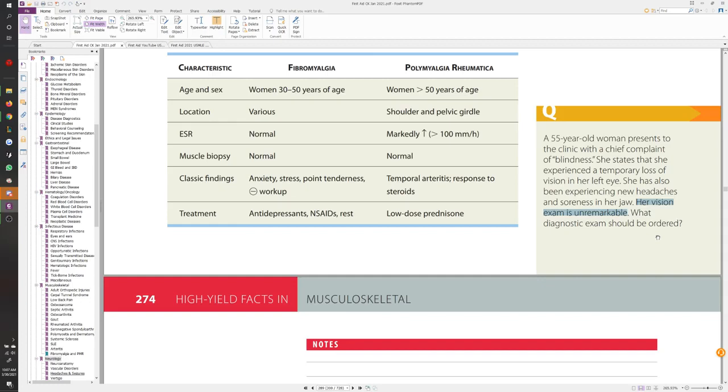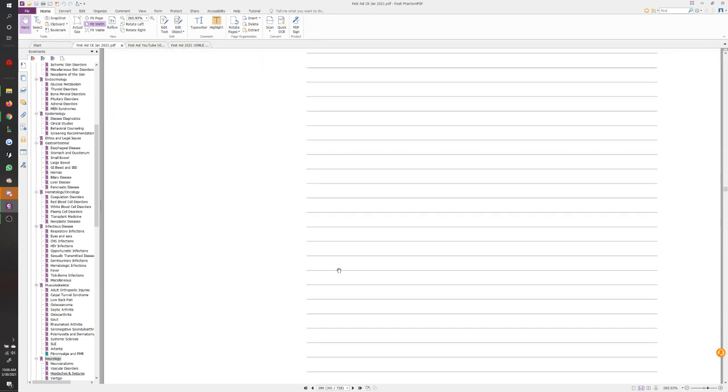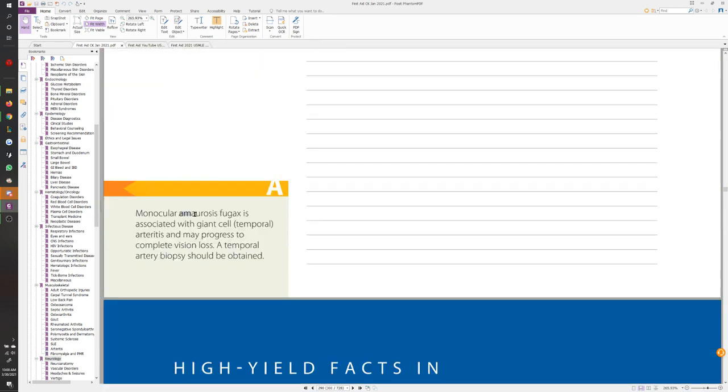When you read a question like this, every time, this is what you should say. When you read that she has blindness that's temporary, a temporary loss of vision in her left eye, that's temporary monocular blindness, one eye blindness. As soon as you read that in any question, immediately in your head you should say amaurosis fugax. This is amaurosis fugax. And monocular amaurosis fugax is associated with giant cell temporal arteritis and may progress to complete vision loss. A temporal artery biopsy should be obtained, and of course you should start the patient on prednisone right away.